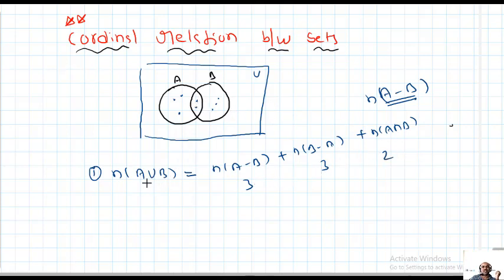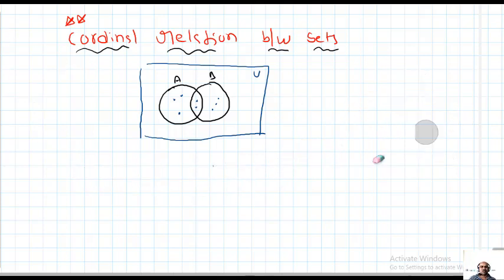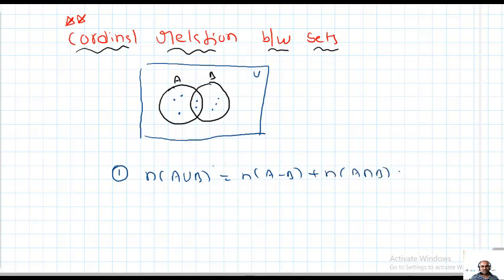Correct, no? That's why n of A union B is now treated as n of A minus B plus n of B minus A plus n of A intersection B. I will write this. First cardinal relation: n of A union B equals n of A minus B plus n of A intersection B plus n of B minus A. You should remember this, it is important. That is one result.